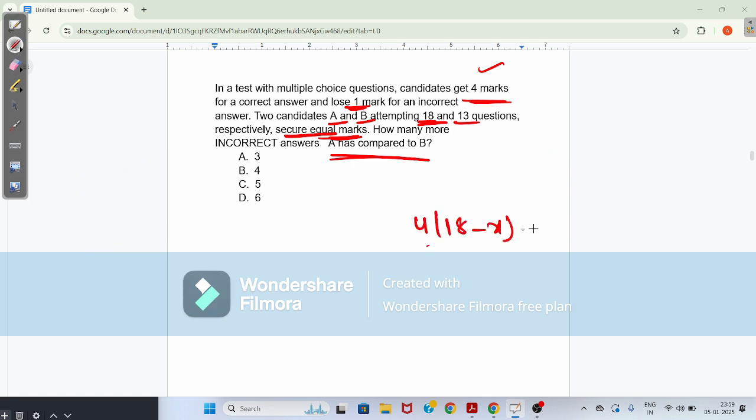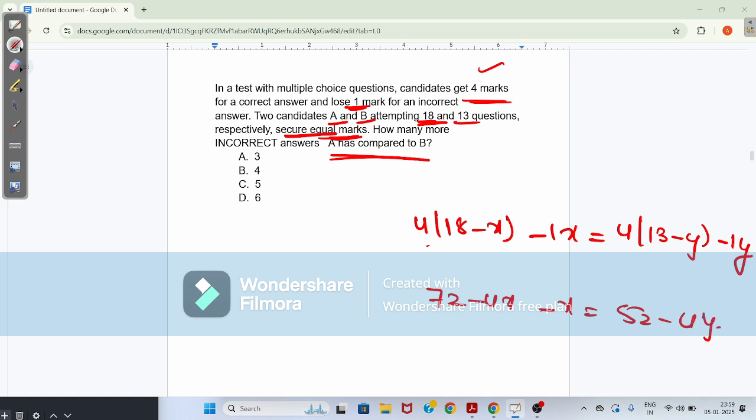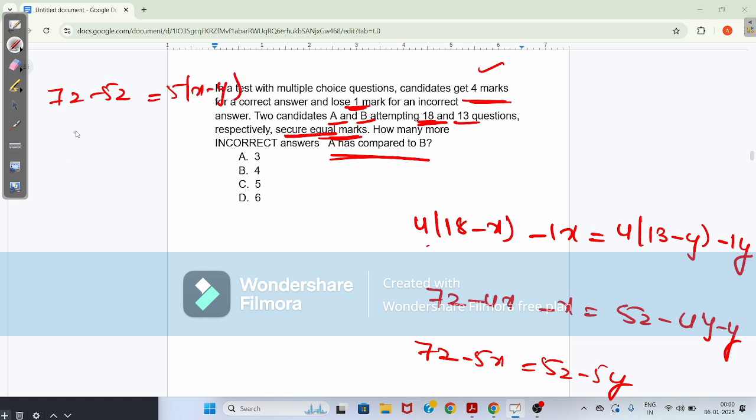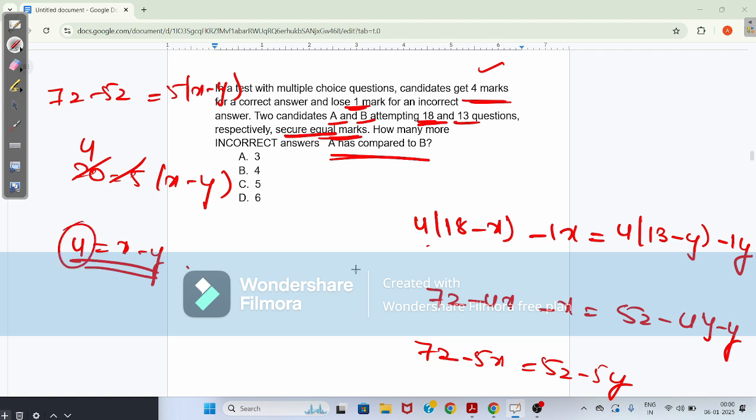4 into 18 minus X, minus 1 into X, equals 4 into 13 minus Y, minus 1 into Y here. When you calculate this value, 72 minus 4X minus X gives 52 minus 4Y minus Y. So 72 minus 5X equals 52 minus 5Y here. So 72 minus 52 equals 5 into X minus Y. When you calculate this, 20 equals 5 into X minus Y. So 4 equals X minus Y, which is the correct answer here.